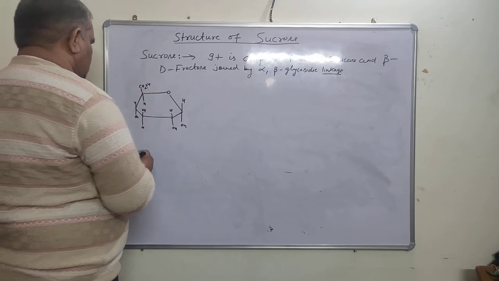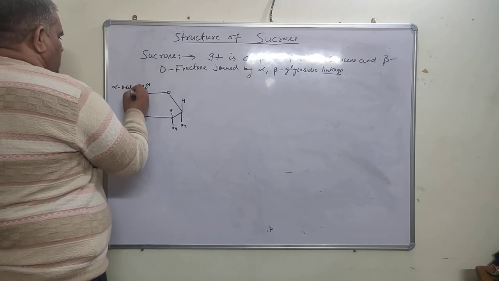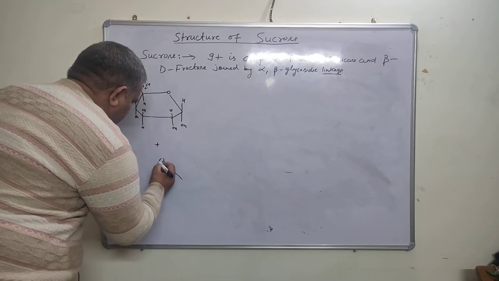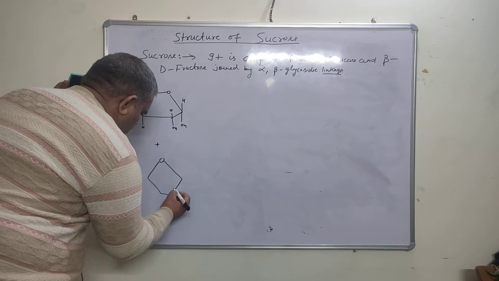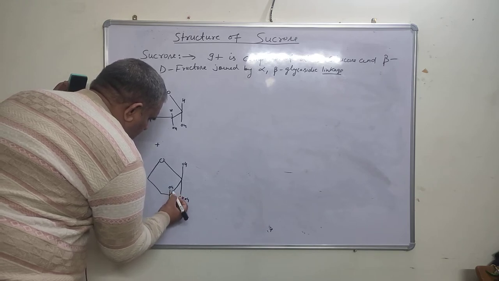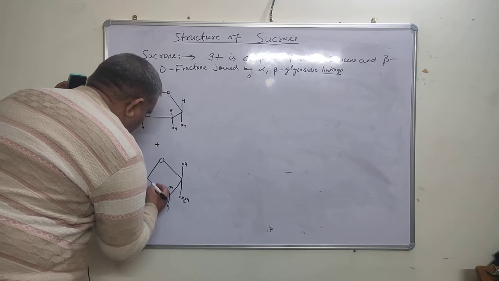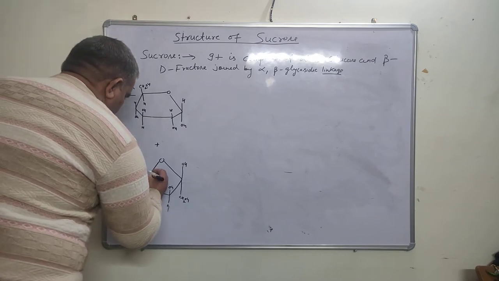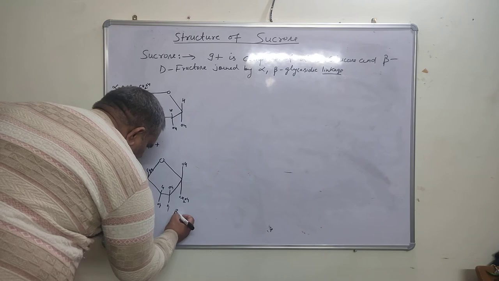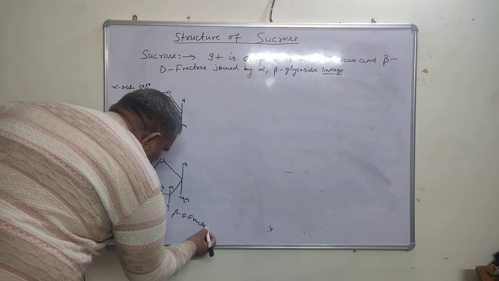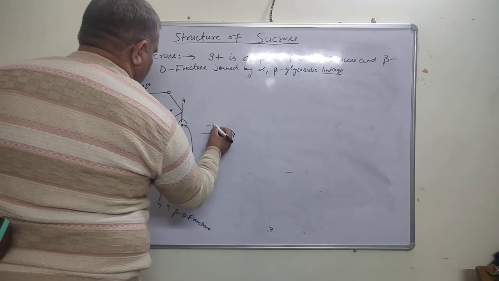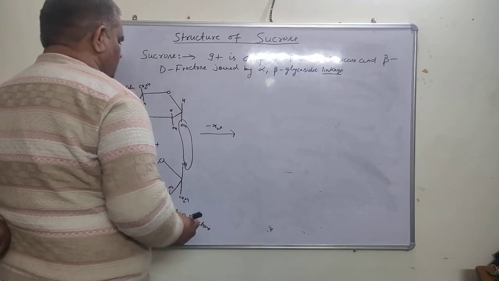CH2OH, H. This is alpha D glucose, and this is beta D fructose, which will be a five-membered ring. OH, CH2OH, this is OH, H, H, OH, this is CH2OH and H. This is beta D fructose. They undergo dehydration, water is removed from here, minus water, and sucrose is formed. This is the sucrose.